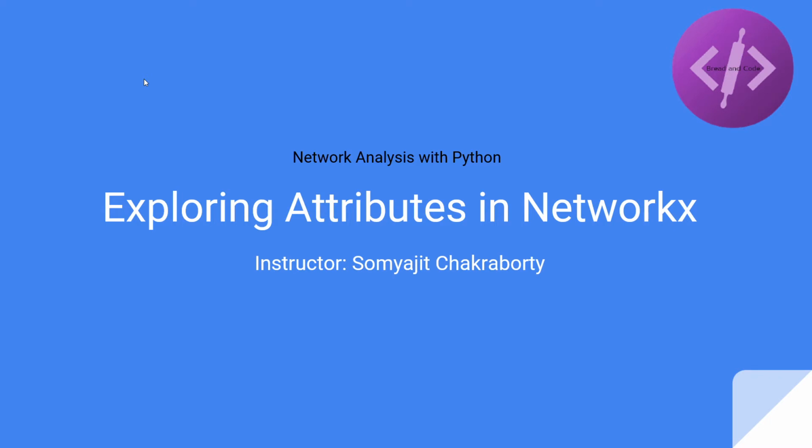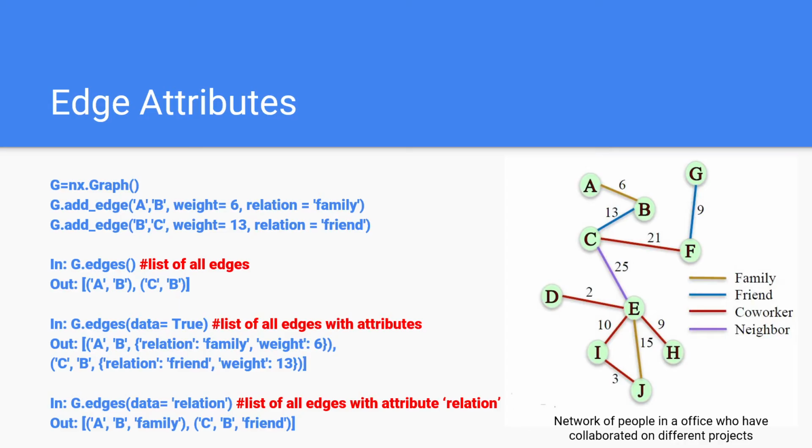Hello, and welcome back to the course Network Analysis with Python. Today, we will be exploring how attributes behave in Networkx. In the previous lecture, we have already encountered how to code attributes in various kinds of graphs and networks. So now, let us start with the edge attributes.